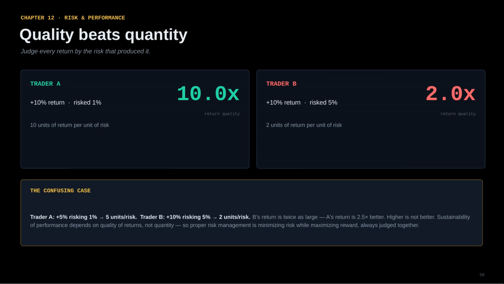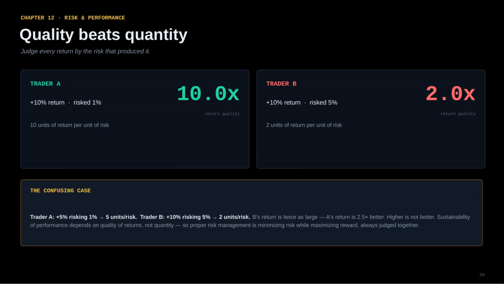Now the confusing case. A makes 5% risking 1, B makes 10% risking 5. B's return is twice as large, and A's is still 2.5 times better. Burn this in. A higher return is not necessarily a better return.